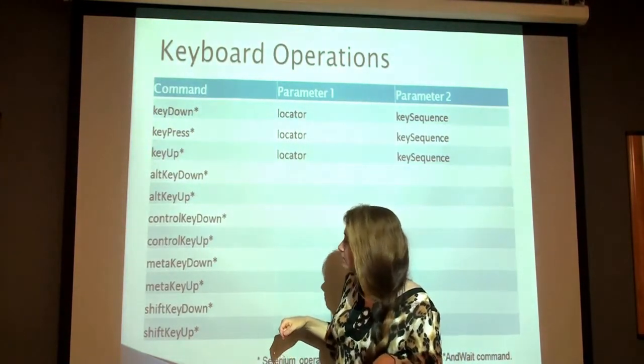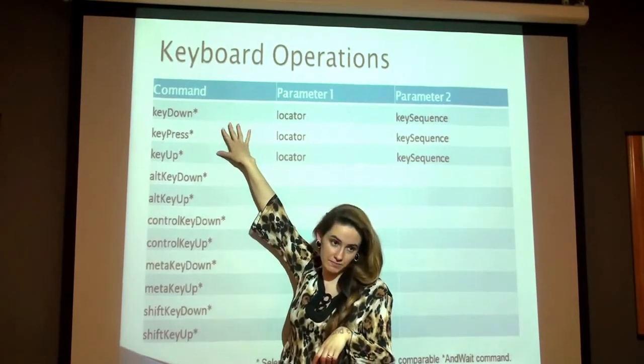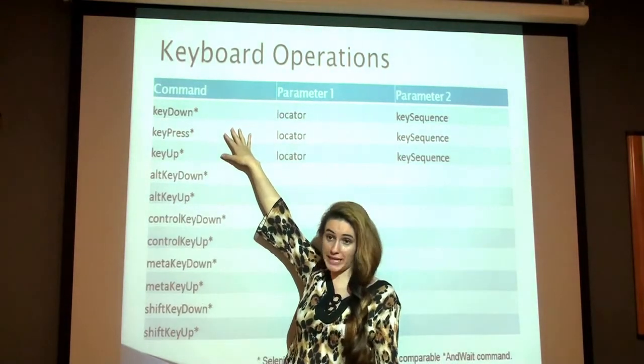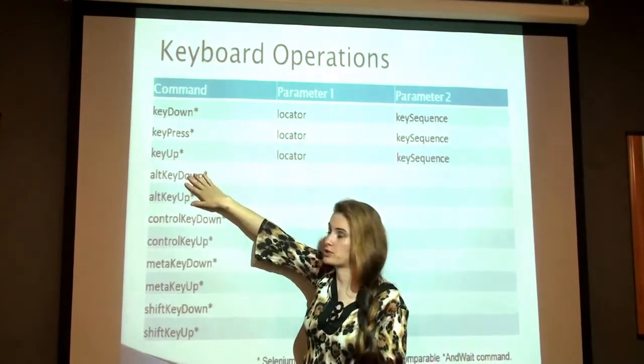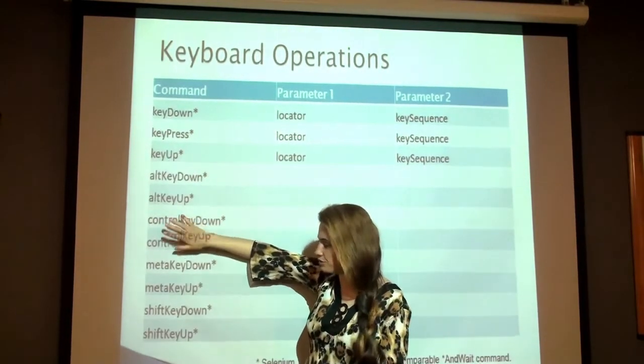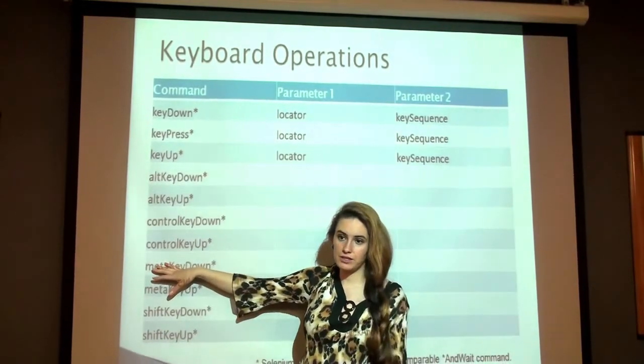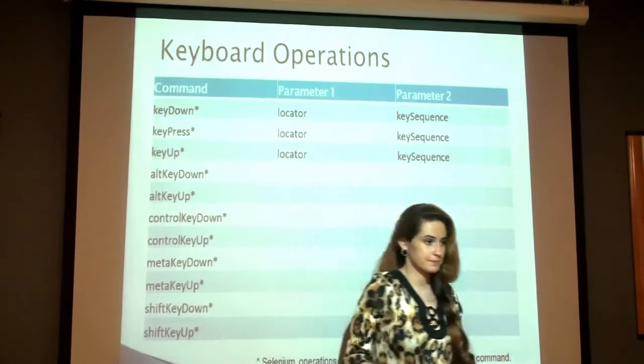So as you can see, the top three are basically what everything else is built upon. Technically, you can do these operations to any key, but they already have some shortcuts for Alt, for Control, for Meta, and for Shift. And Meta on Windows is that little Windows-looking thing, and on Mac is the flower leaf.